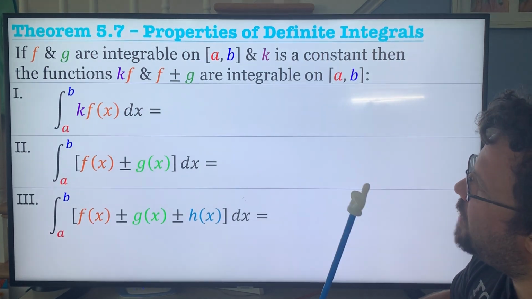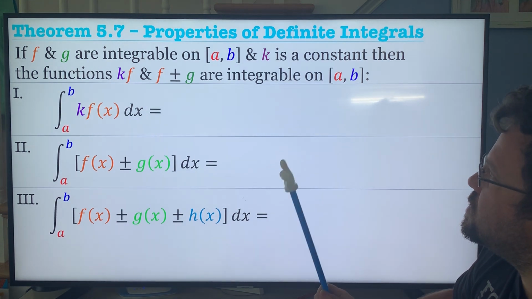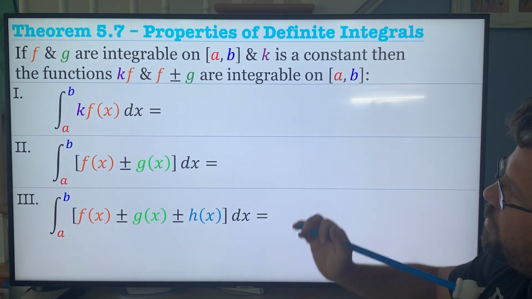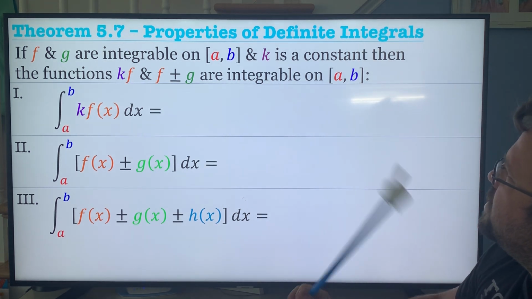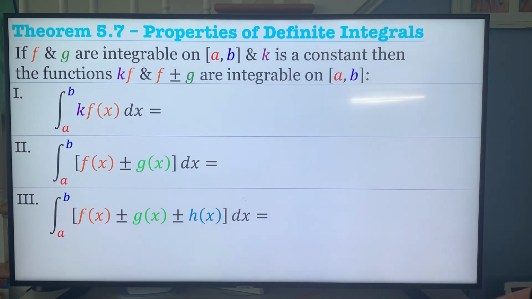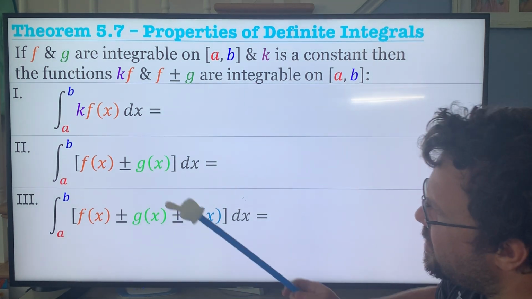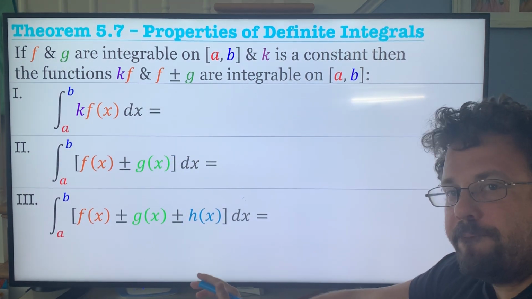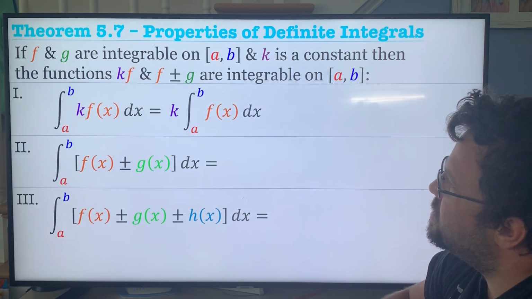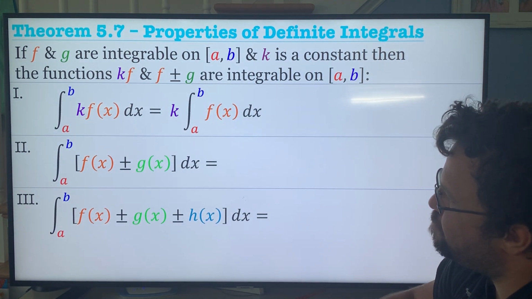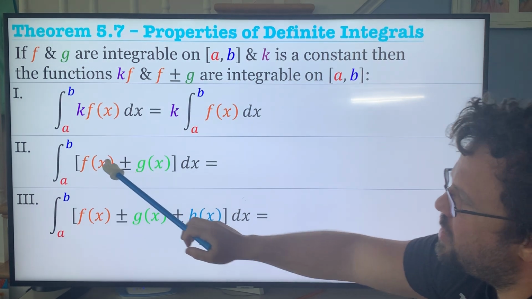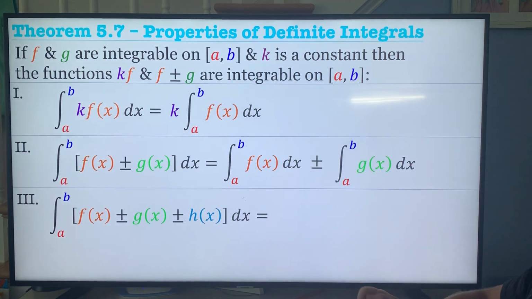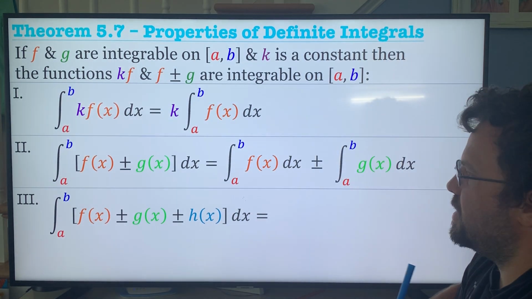All right, f is integrable on a, b, and k is a constant. Then the functions k times f and f plus or minus g are integrable on a, b. These are just some properties that we'll be using later on in the next couple of lessons. Very simple. The same as the derivative properties, now you're just using integration. So what do you think you do with that k? Pull it out front. So it's k times the integral from a to b of f of x dx. What do you think you do here? You just integrate each one individually. So it's the integral from a to b of f of x dx plus or minus the integral of g of x from a to b dx.